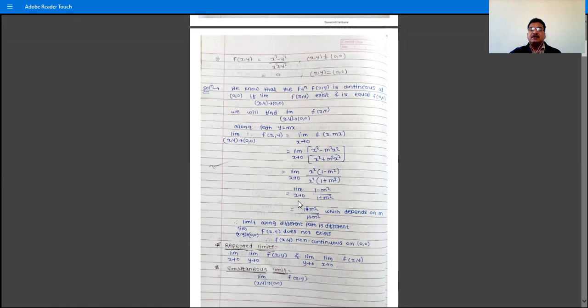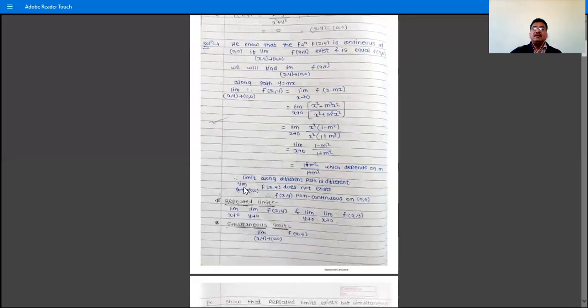We have this answer. And the limit as x tends to 0 of this quantity is itself, because it is constant with respect to the limit. So here I write the numerator as 1 minus m square and the denominator as 1 plus m square, which depends on m. Therefore the limit along different paths is different, and therefore the limit as (x, y) tends to (0, 0) of f(x, y) does not exist. Okay, and therefore f(x, y) is not continuous at (0, 0).